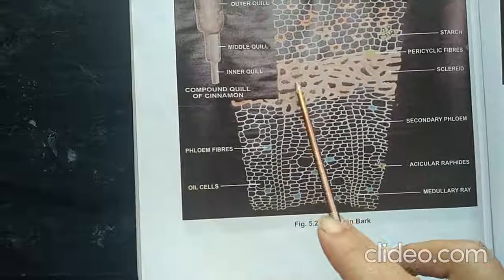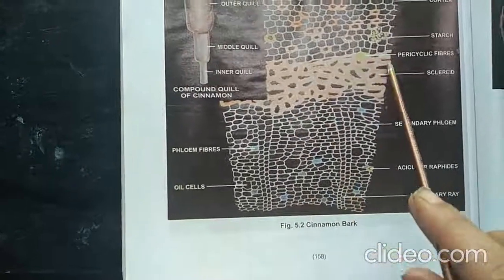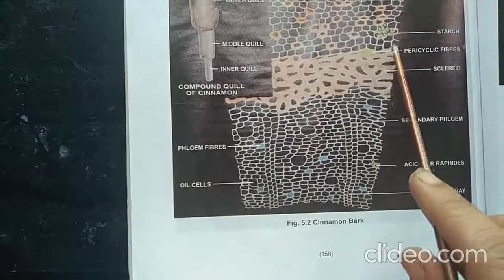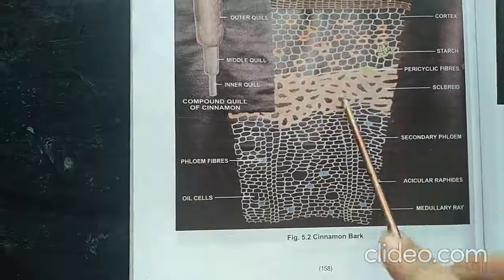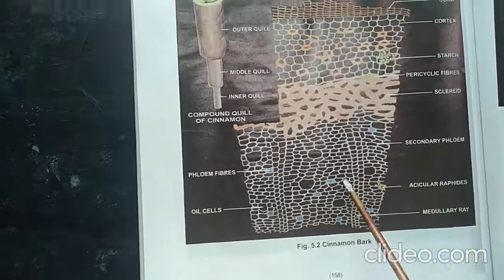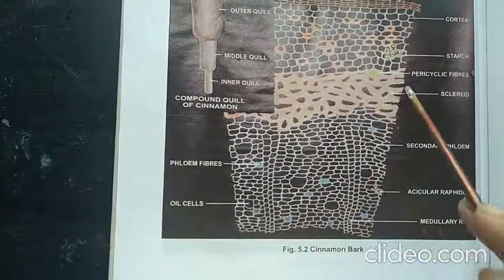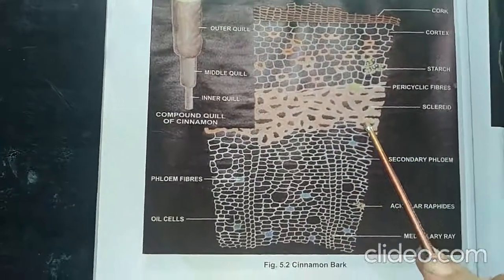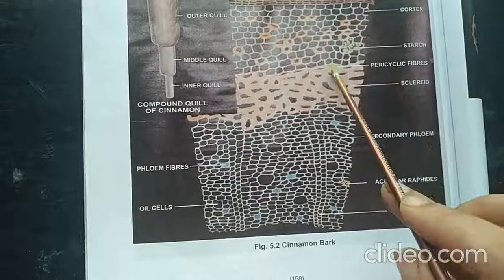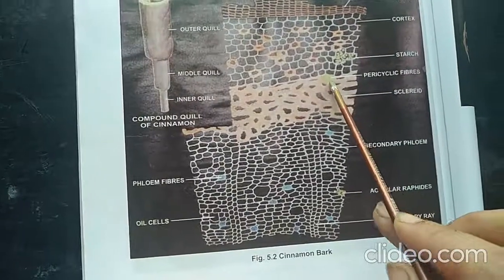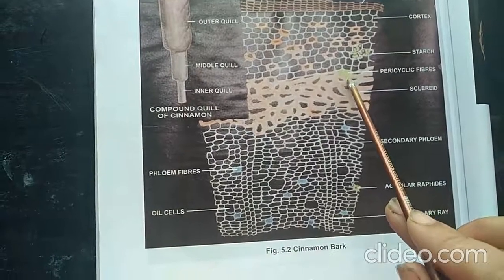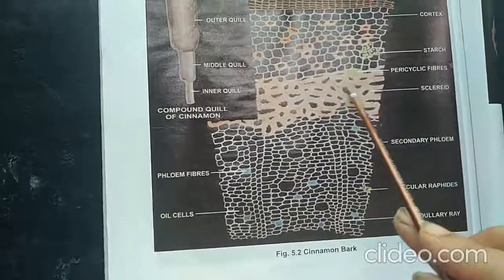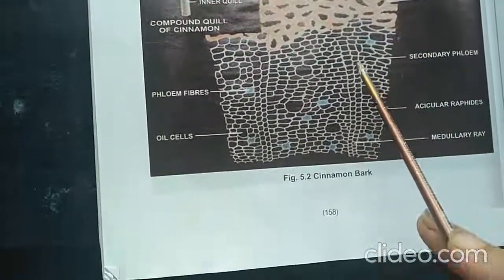In cinnamon and cinchona bark, you can differentiate by this part. In cinchona bark, this part is not present. Otherwise, all characters are similar, but this part can be used to differentiate these two barks. These are the pericyclic fibers which are present in the sclereids. So when you stain the section by phloroglucinol and concentrated HCl, this part gets stained pink in color.